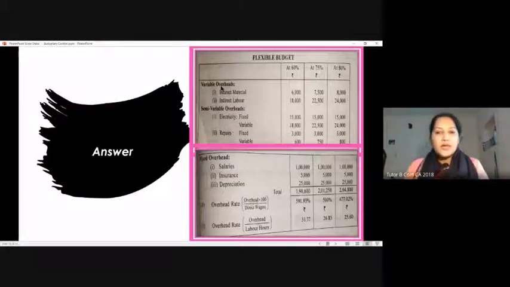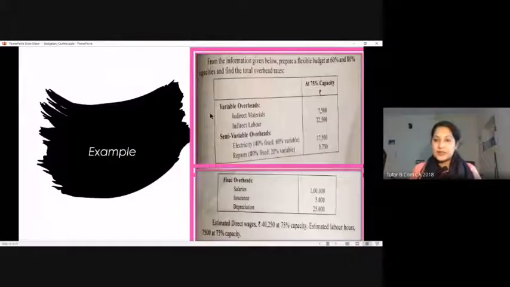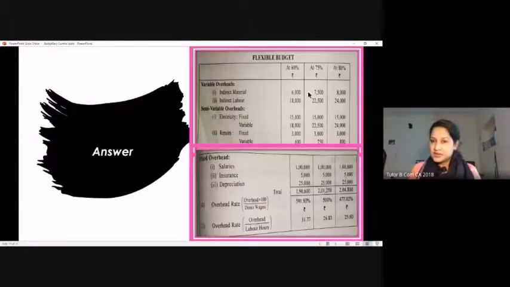Right. So variable overhead with respect to indirect material, it is very simple because it's already given in the question. Indirect material, it is 7,500 for 75% capacity. Now we can easily go with 60% and 80% capacity. How do we go? 7,500 by 75 into 60. That will give us the figure for 60%. Same as that, it will be 7,500 by 75 into 80 for 80% capacity.